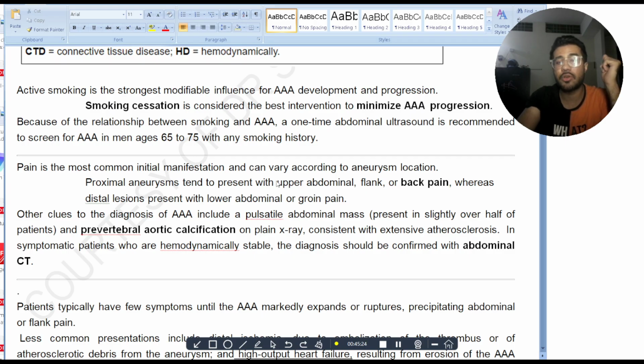Proximal aneurysms tend to present with upper abdominal, flank, or back pain, whereas distal aneurysms present with lower abdominal or groin pain. Other clues to the diagnosis are pulsatile abdominal mass. This is really high yield. Prevertebral aortic calcification on plain X-ray, consistent with extensive atherosclerosis, which would indicate that the patient will likely also have abdominal aortic aneurysm because it is associated with atherosclerosis. That is why smoking is the biggest cause.